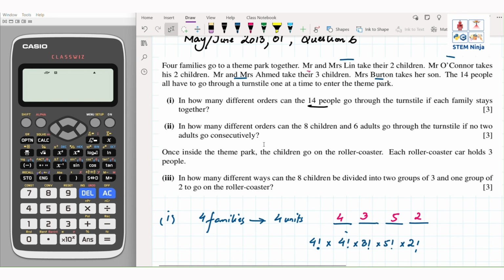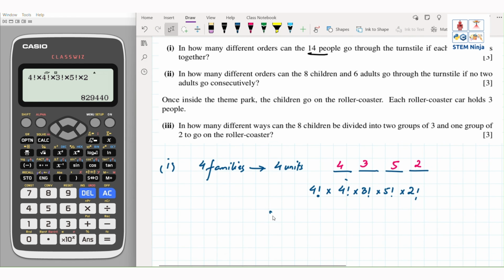So that's basically 4 factorial times 4 factorial times 3 factorial times 5 factorial times 2 factorial, which is just 2. So that would be this, which equals 829440.